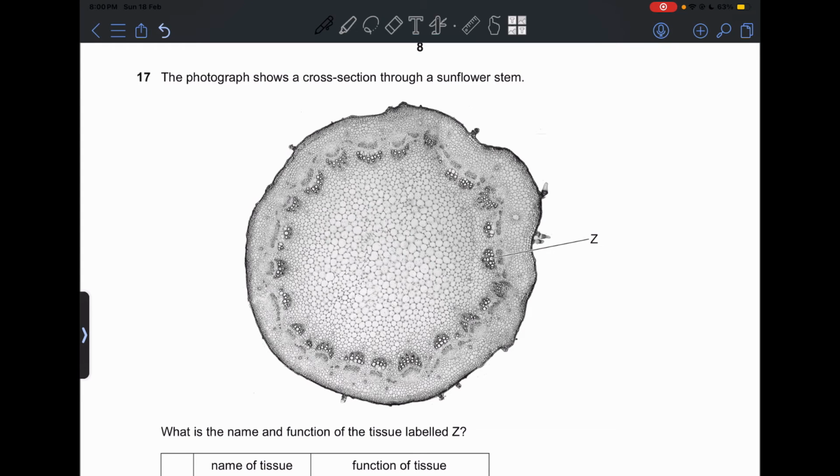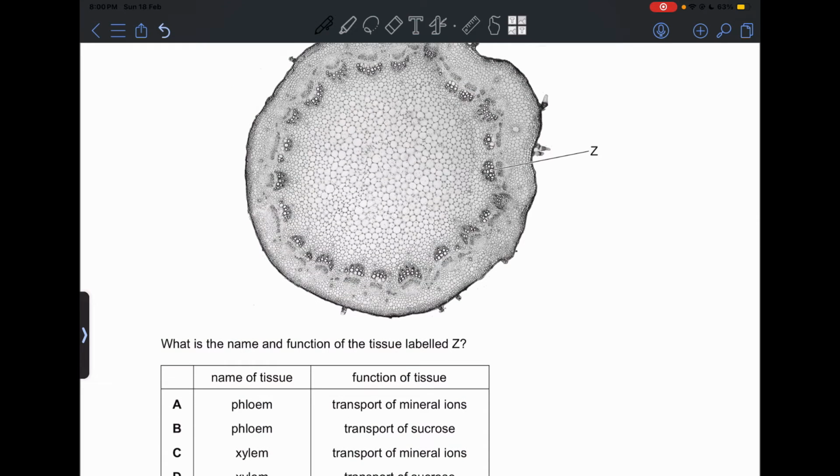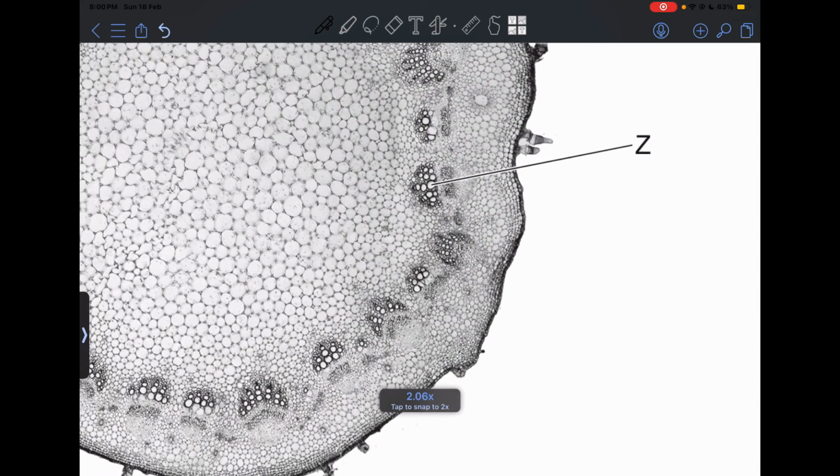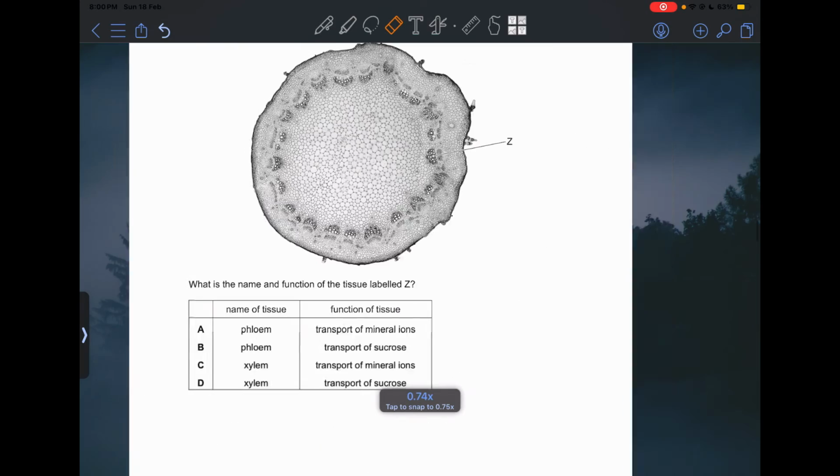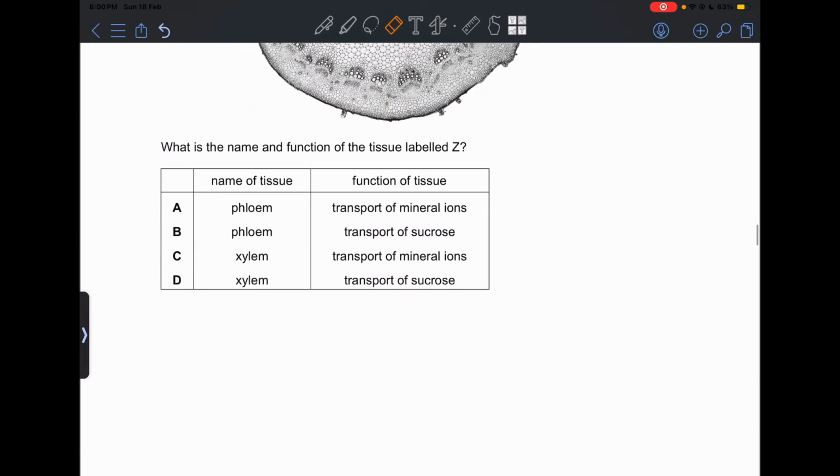19. The photograph shows a cross-section through a sunflower stem. What is the name and function of the tissue labeled Z? So this is the xylem, because the xylem is the inner tissue, and the other one over here is the phloem. So xylem, as we all know, is for the transportation of mineral ions and water. The transportation of sucrose is for the phloem. So our answer is going to be C.